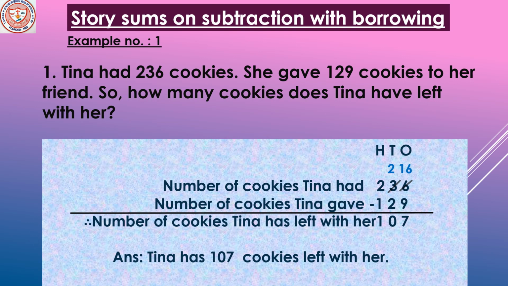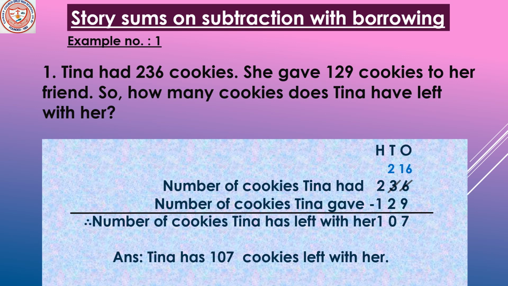And another 2 tens is already there. So, subtract 2 tens minus 2 tens. So, 2 tens minus 2 tens is equal to 0 tens, because we know if we subtract a number from itself, we get the answer as 0. So, here in the tens column, 2 tens minus 2 tens is equal to 0 tens. So, now write 0 in the tens column.